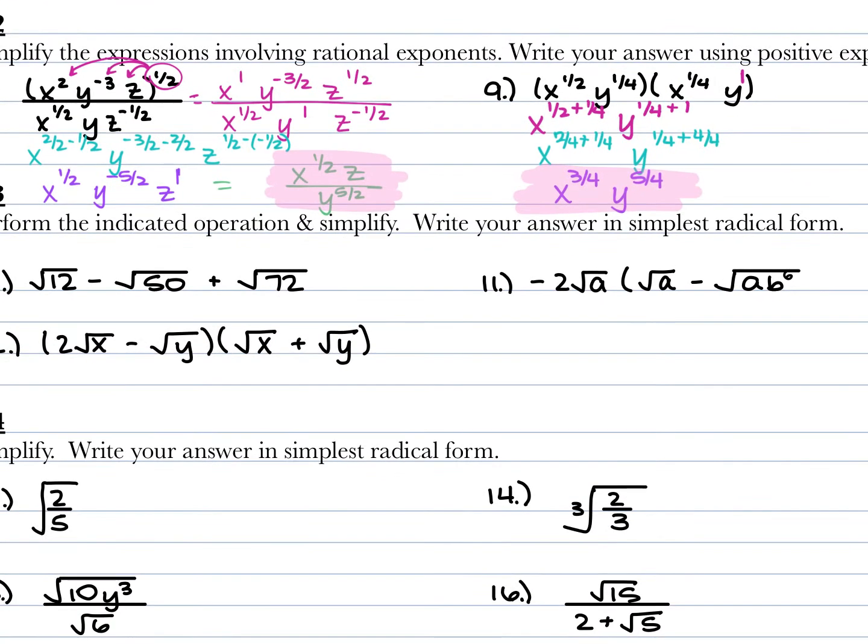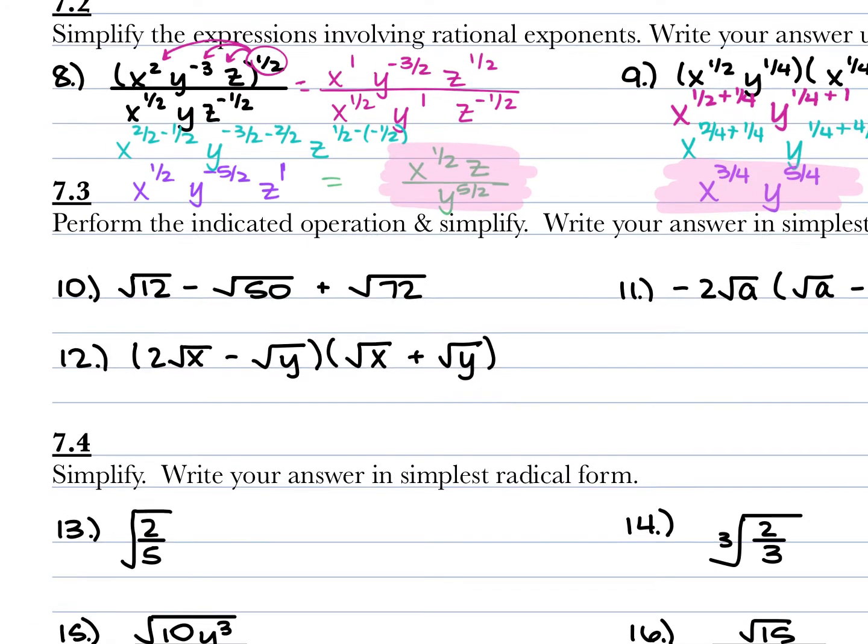Again, only working with positive exponents, so that will be our answer. For 10 through 12, we are performing the indicated operation and simplifying. We are going to be writing our answers in simplest radical form. So for number 10, we have the square root of 12 minus the square root of 50 plus the square root of 72. We have to simplify all of these radicals first before we can combine anything.